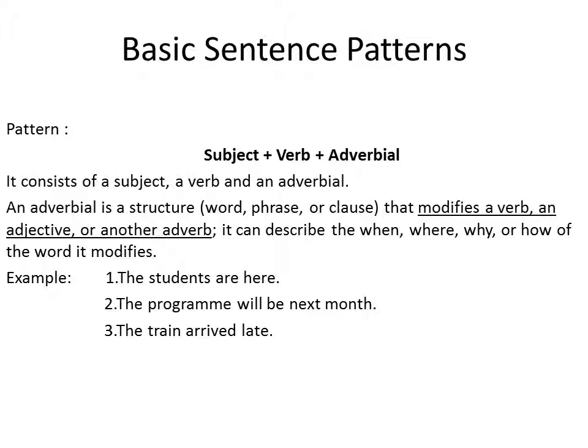Let's see the examples. First, the students are here. Second, the program will be next month. In this sentence, the program is the subject, will be is the verb, and next month is the adverbial telling us when is the program.